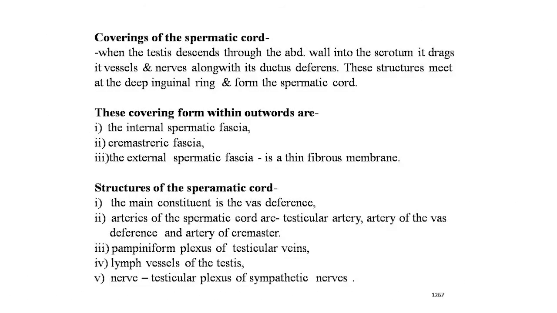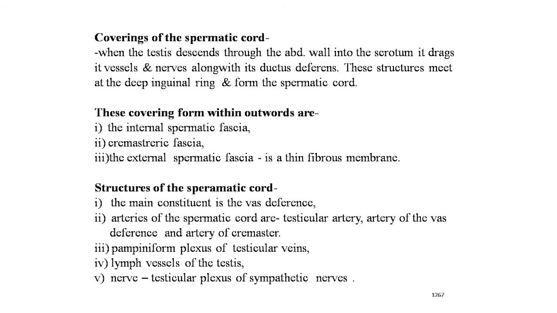Coverings of the spermatic cord. When the testis descends through the abdominal wall into the scrotum, it drags its vessels and nerves along with its ductus deferens. These structures meet at the deep inguinal ring and form the spermatic cord. The coverings from within outwards are the internal spermatic fascia, cremasteric fascia and the external spermatic fascia, a thin fibrous membrane.